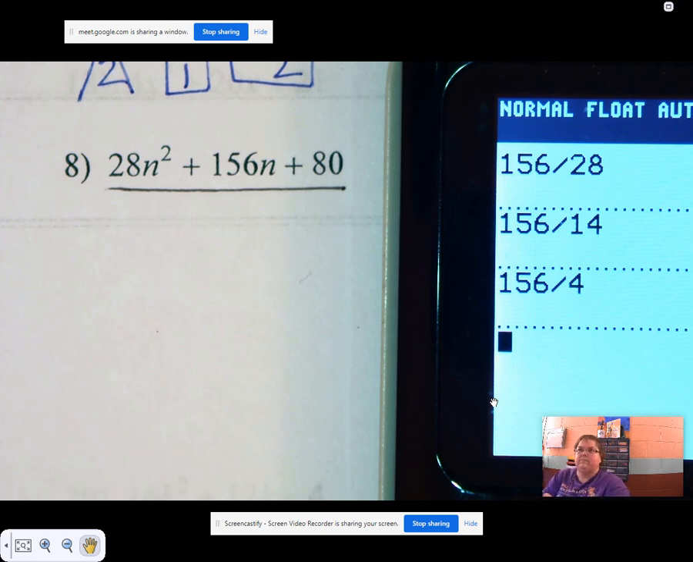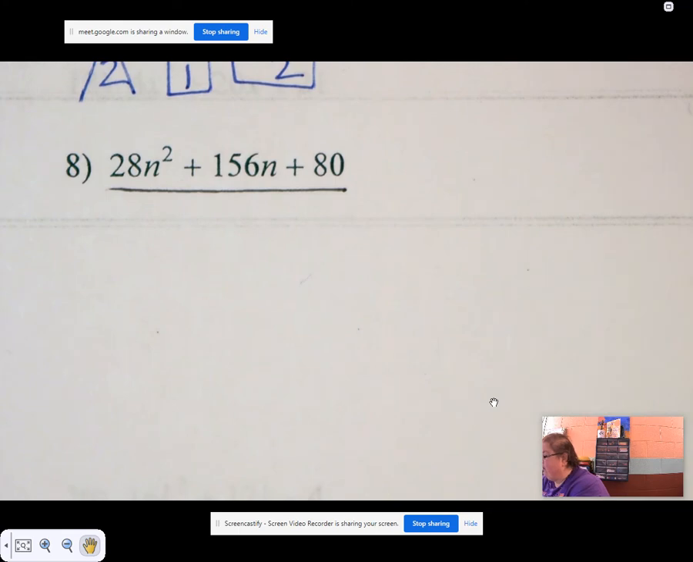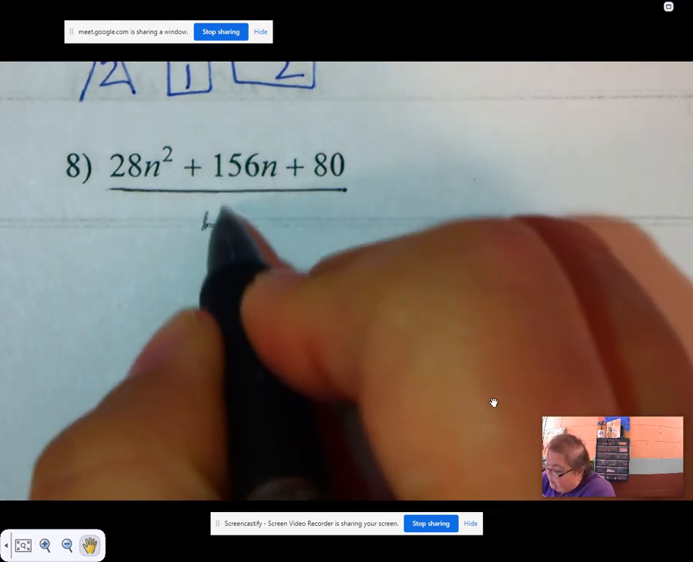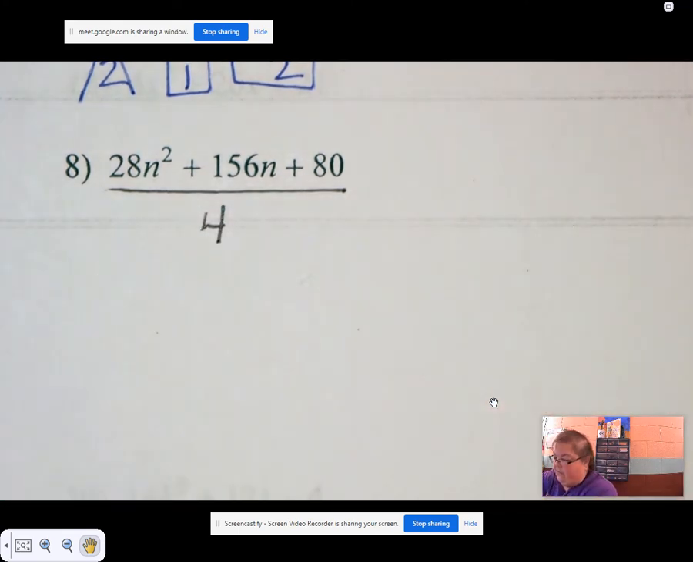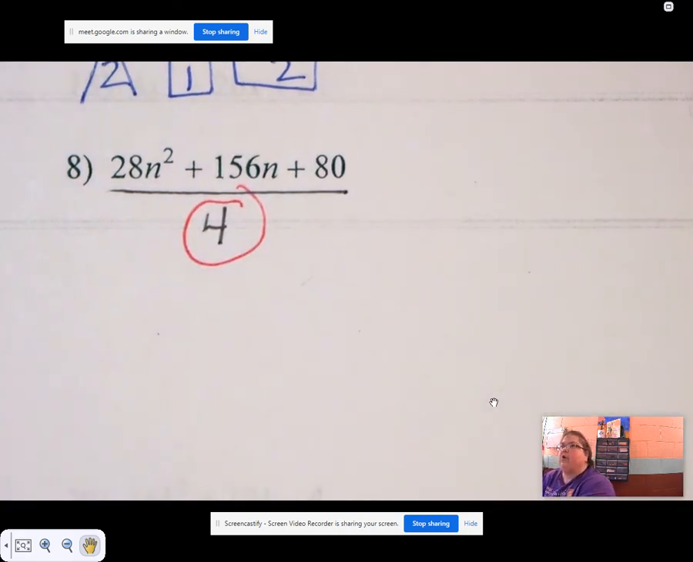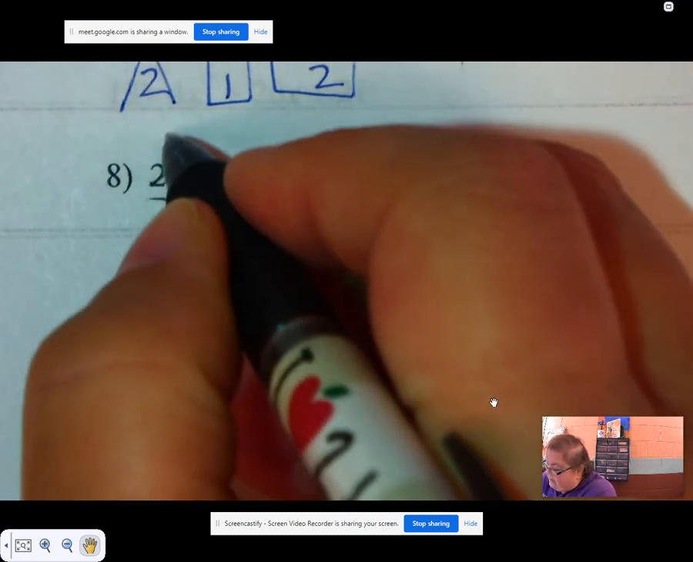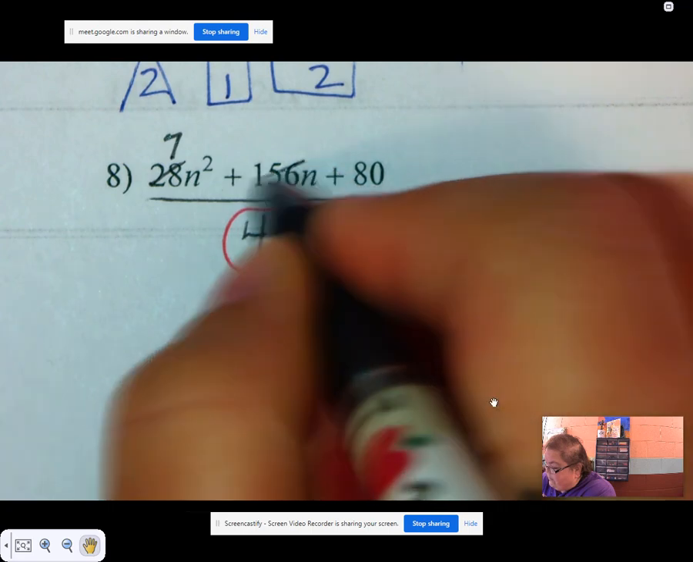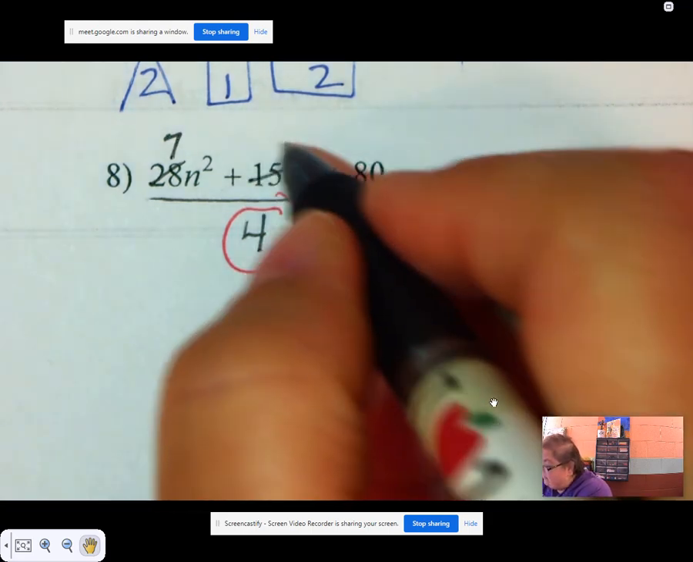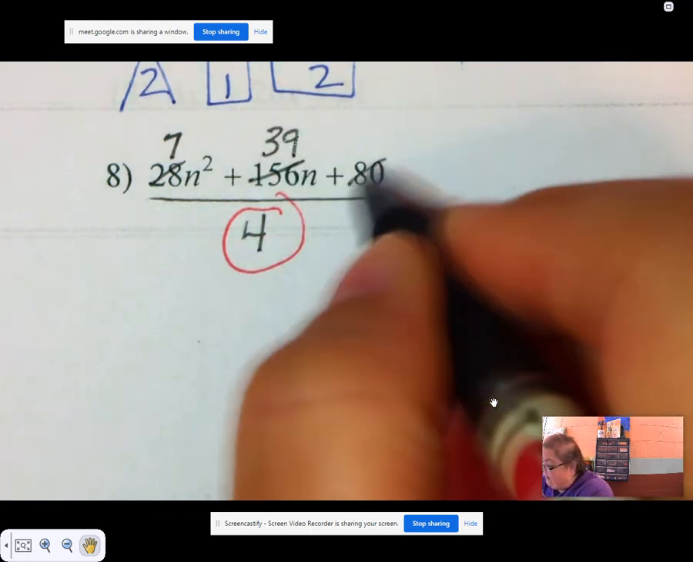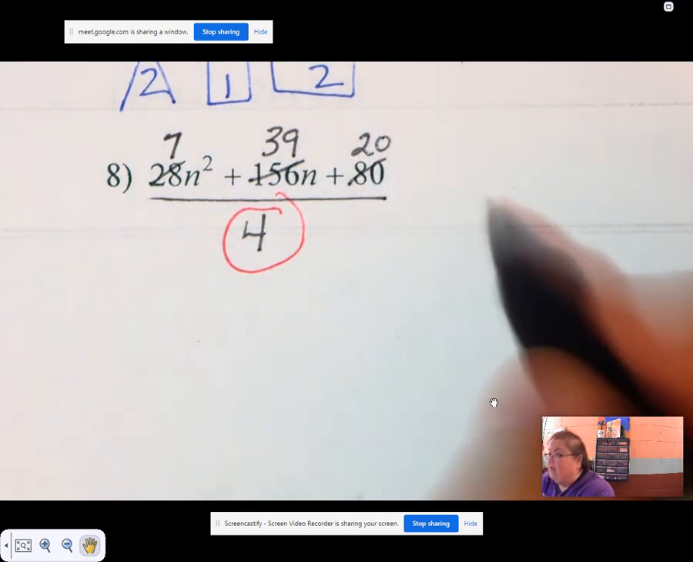However, that's just one way to do it. You can use 2 because they're all even and keep going. We happen to know it's 4, so we're going to use 4 as our GCF. However you can find that GCF, start with 2 if you need to. That is not a problem. 28 divided by 4 is 7, 156 divided by 4 is 39, 80 divided by 4 is 20, there we go.